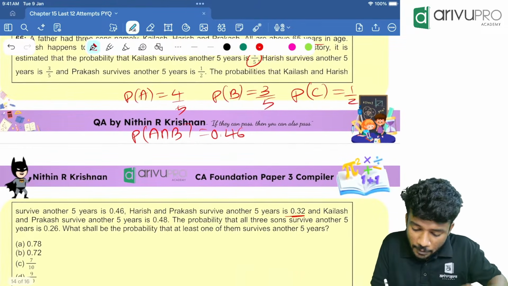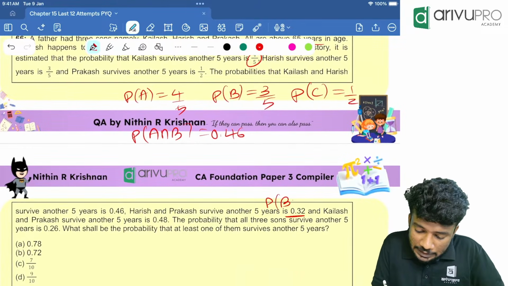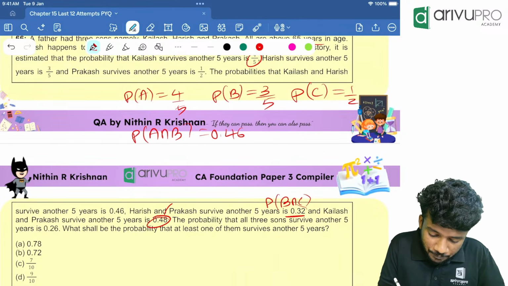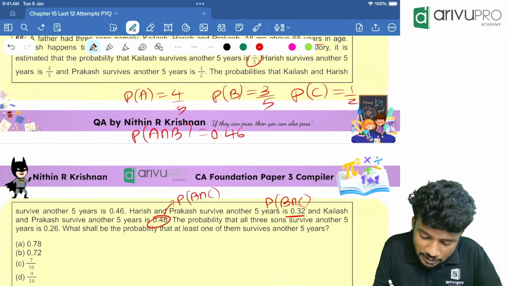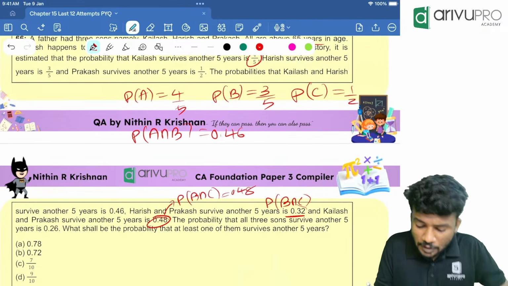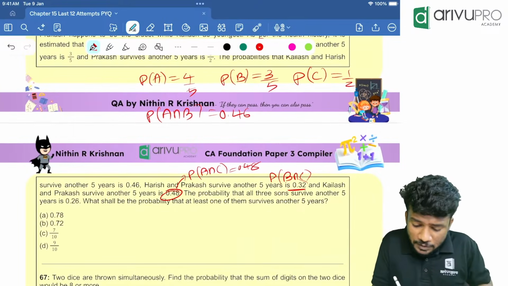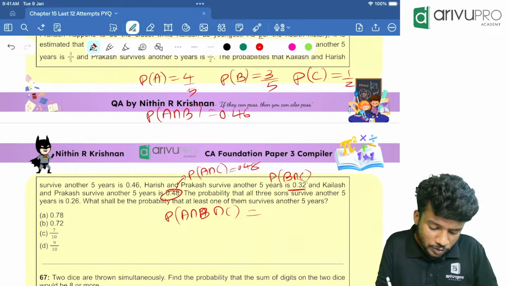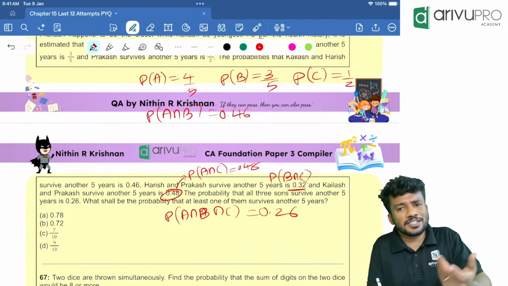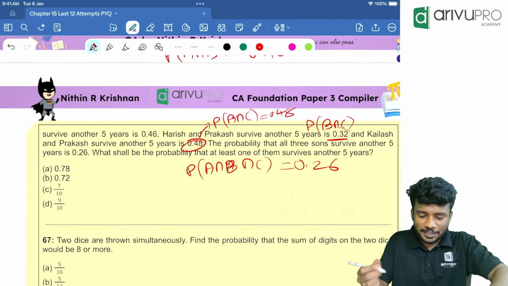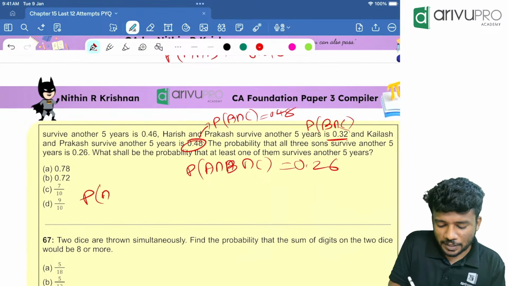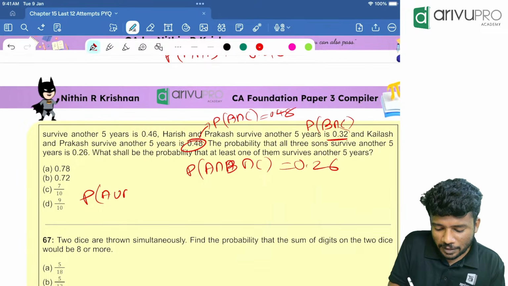Similarly, P of B intersection C is 0.32. Then similarly, P of A intersection C is 0.48. So the question is, all of them survive is what? P of A intersection B intersection C is equal to 0.26. The question is very big, but the answer is very easy to get. So they are asking for at least one of them survives. So at least means what? P of A union B union C.